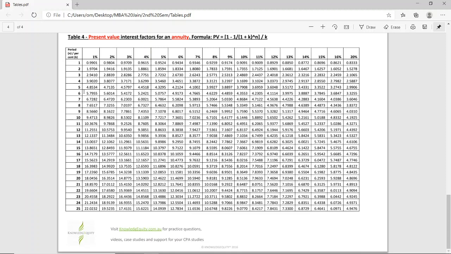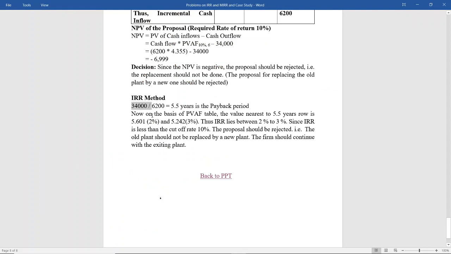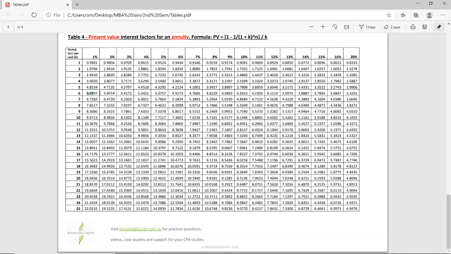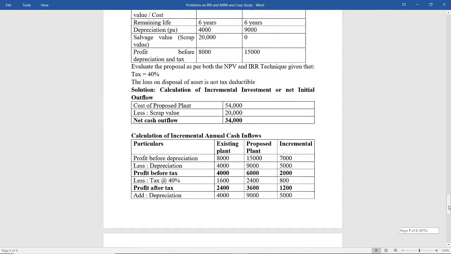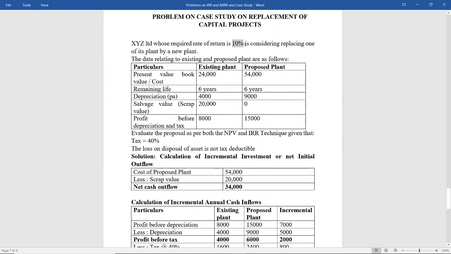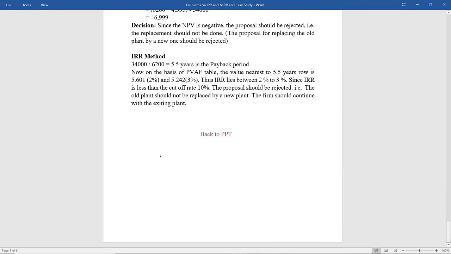See, we have come to the table. Now the number of years is 6, and the formula is 34,000, that is the initial investment, divided by average cash inflow. So it is coming 5.5. So 5.5 for 6 years is going to fall somewhere between 2% and 3%. Is this clear? Thus IRR lies between 2 and 3%. Now since IRR is lying between 2 and 3%, what is our cost given in the problem? The cost is given as 10%. The rate is between 2 and 3% and the cost is 10%. Then obviously the cost is more, so the firm should reject the proposal.